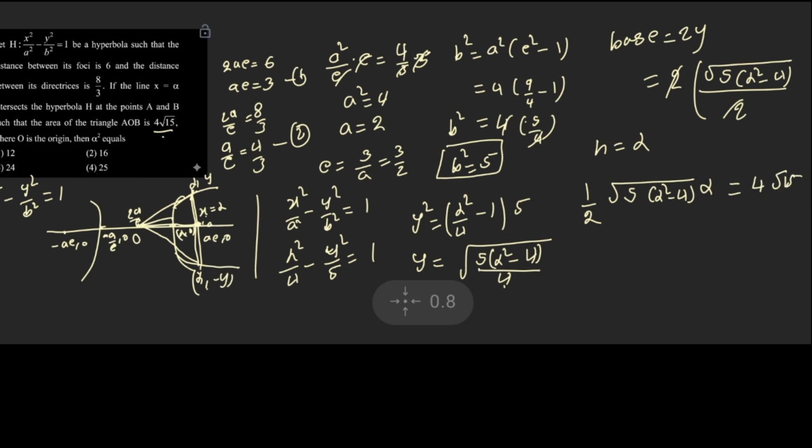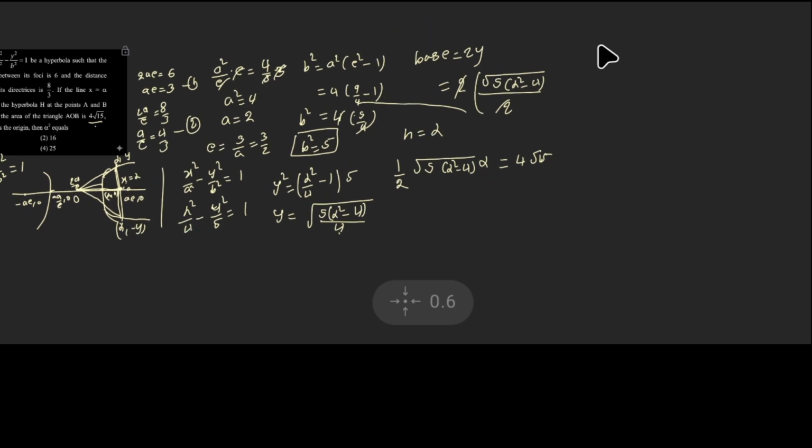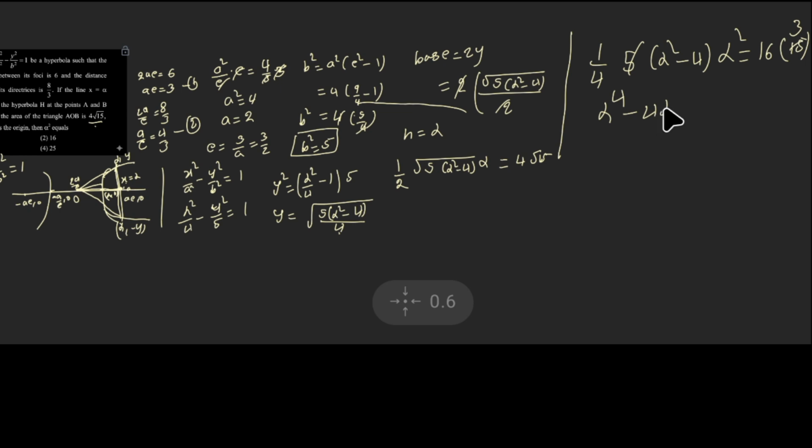Squaring on both sides. It is 1 by 4 into 5 into alpha square minus 4 into alpha square is equal to 16 into 15. 5 1s are 5, 5 3s are 15. So alpha to the 4 minus 4 alpha square is equal to 16 4s are 64. 64 into 3 is 192. So alpha to the 4 minus 4 alpha square minus 192.